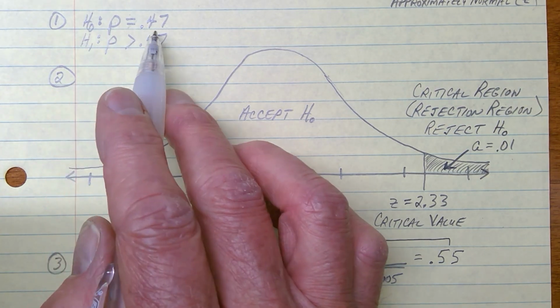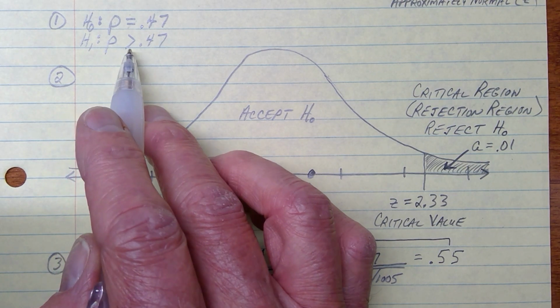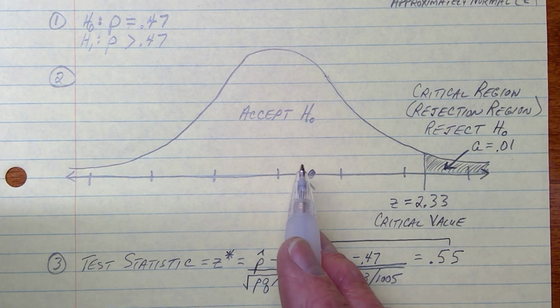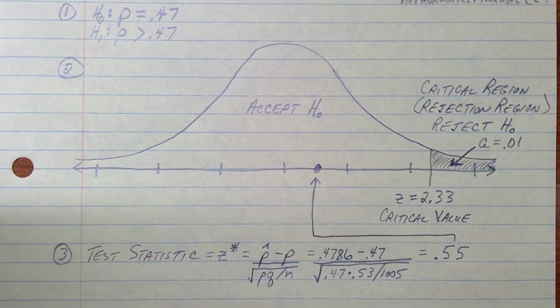They said the proportion was 47%. I was arguing that it was not. I was arguing that it was greater. That's my challenge. My challenge failed, all right? I landed in the area where I have to accept what they say, okay?